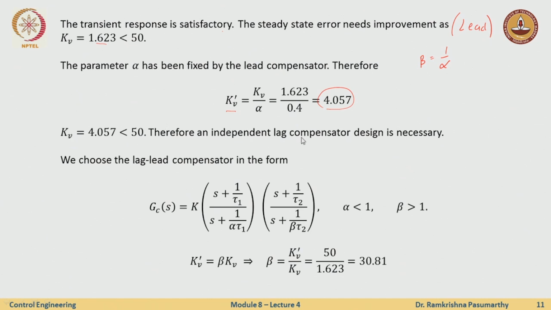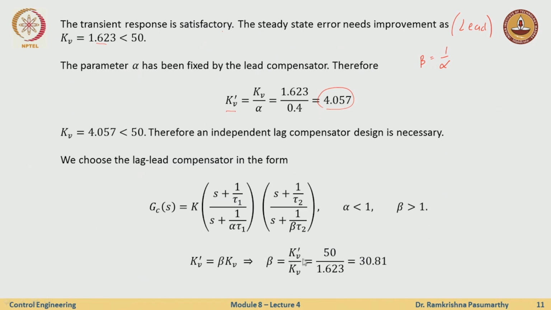Therefore, we need to design a lag compensator independently of alpha. In other words, we choose the lead lag compensator which looks like this. So, you have the lead separately and the lag separately in such a way that alpha and beta are chosen independently, but still satisfying alpha being less than 1 and beta being greater than 1.